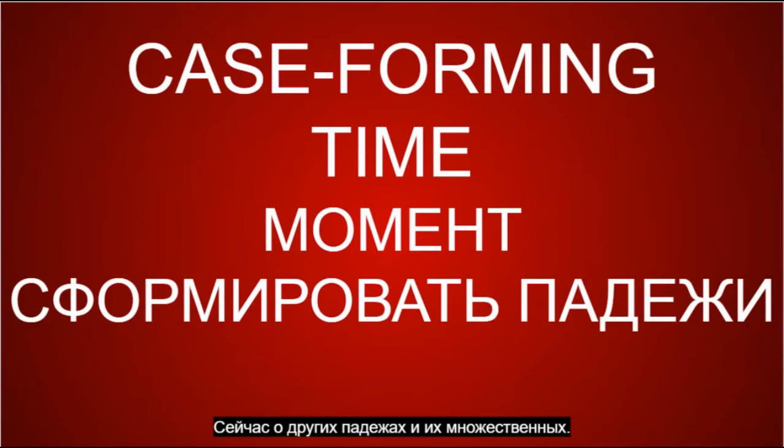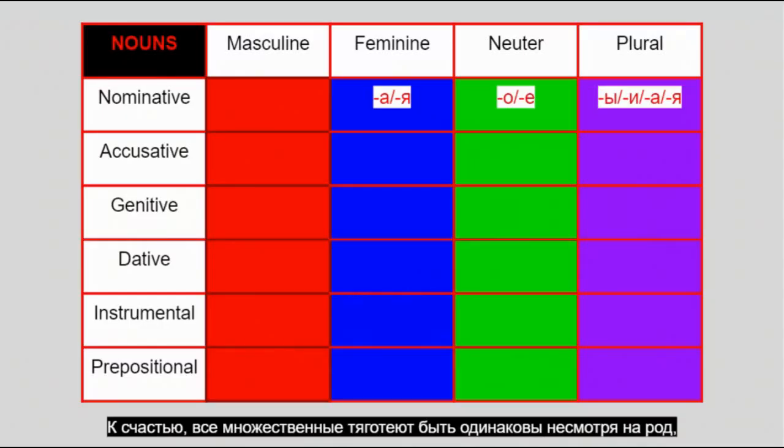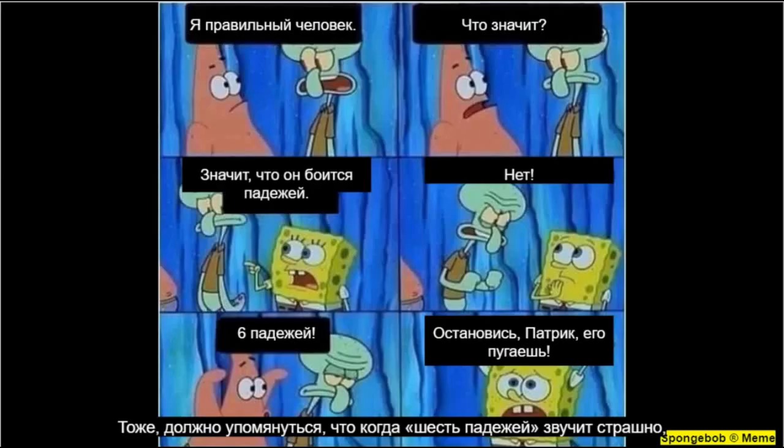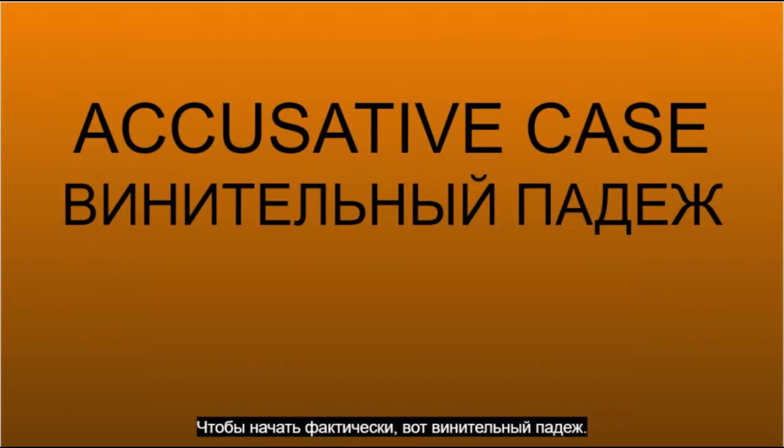Now about the other cases and their plurals. Luckily, the plurals tend to all be the same regardless of gender, so that makes us only have to look at 4 ways to do the case charts rather than 6. Also, it should be mentioned that while 6 cases sounds scary, there's a bit of overlap for the morphemes, which makes it a bit more manageable. To really start, here's the accusative case.